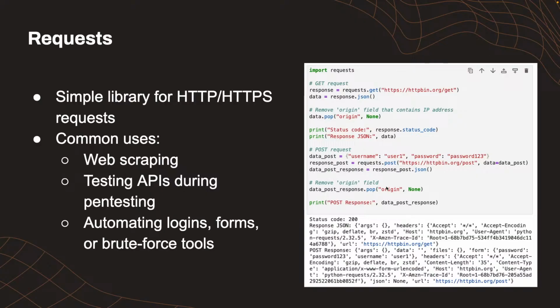For example, here it just sends a GET request, which is just fetching data, to this link, and it has a response. And the response is in JSON format. So you just parse it like that. In this case, it removes the origin field since that contains your IP address. Basically, it just prints the status code. So if it's 200, it's basically just okay, everything went well. And then it prints the response in JSON. For example, here you can see a bunch of headers, like the user agent is the Python requests library.